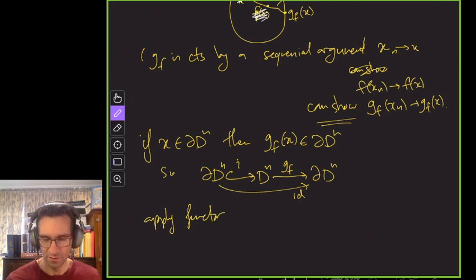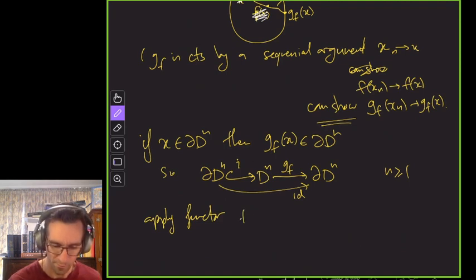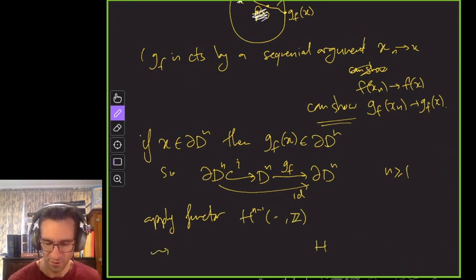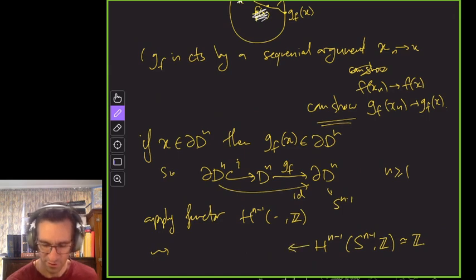I suppose we want n to be greater than or equal to 1. So we apply the functor H^(n-1), say with coefficients in Z. So we get a diagram going the other way. The boundary is the (n-1)-sphere, so this is H^(n-1)(S^(n-1); Z), which we know is equal to Z. We know D^n is contractible, so this is H^(n-1)(D^n; Z), but that's equal to 0.